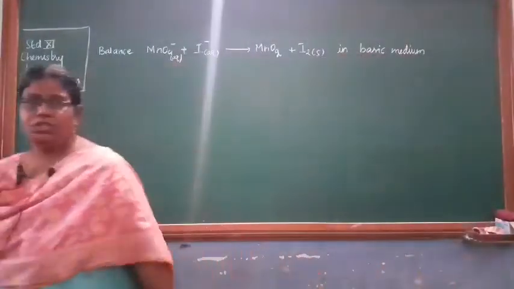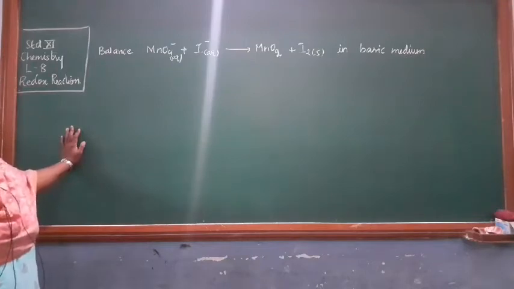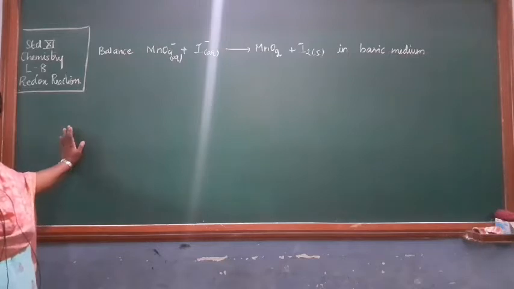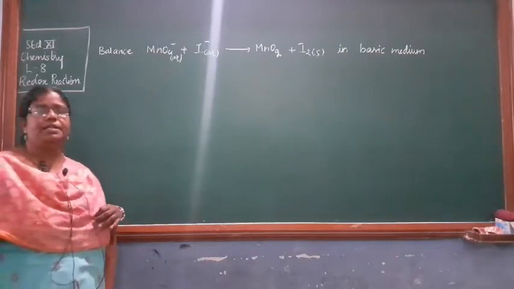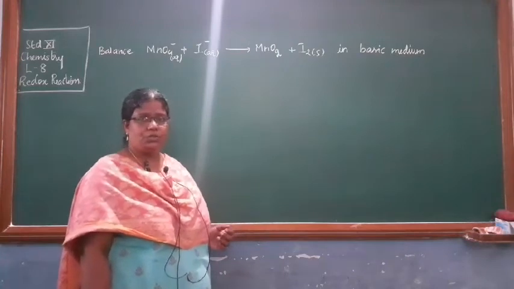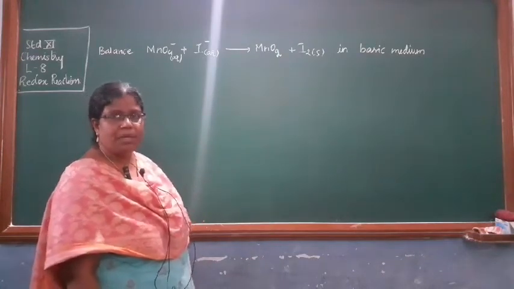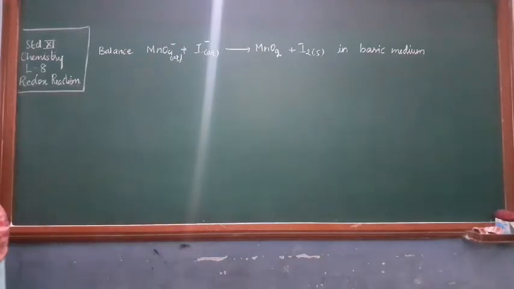Now look at this equation. Balance MnO4 minus plus I minus to give MnO2 plus I2 by the ion electron method in basic medium. So now instead of H plus and H2O, you should be adding OH minus and H2O, because we are carrying out the reaction in the basic medium, in alkaline medium.